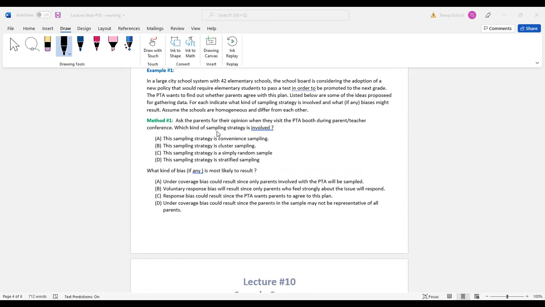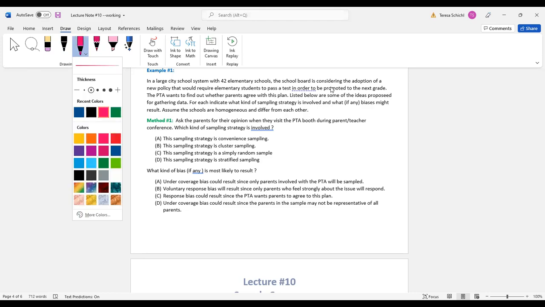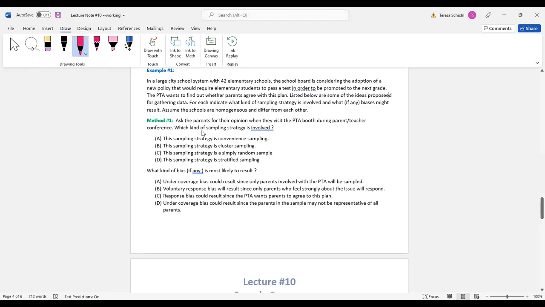Example number 1. Let's say in a large city school system with 42 elementary schools, the school board is considering the adoption of new policies that would require elementary students to pass a test in order to be promoted to the next grade. The PTA wants to find out whether parents agree with this plan.